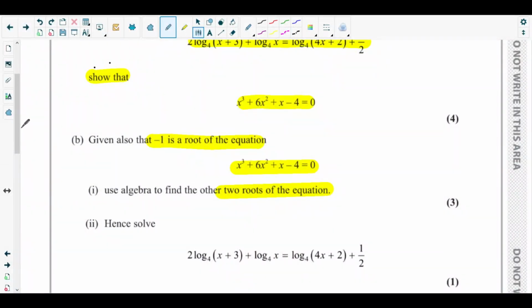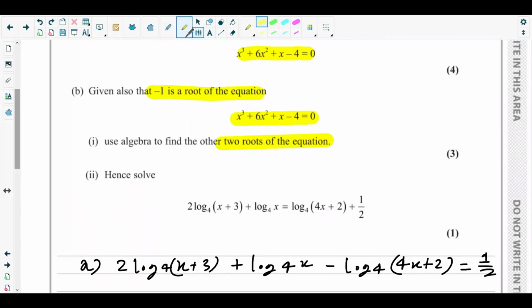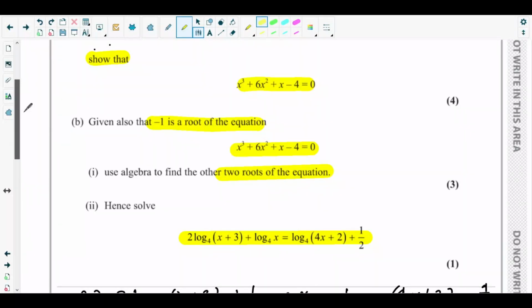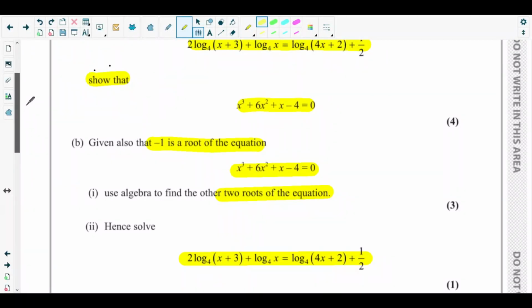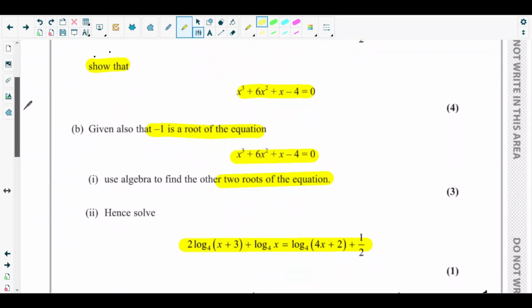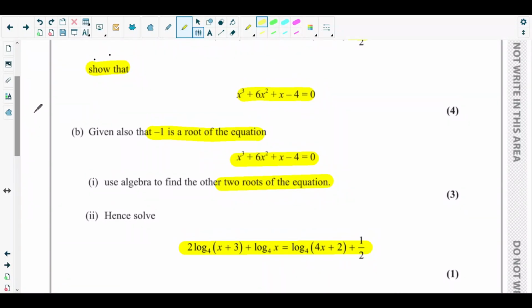Next is part B2, where they are asking to solve 2 log base 4 of x plus 3 plus log base 4 of 4x equals log base 4 of 4x plus 2 plus half. We need to solve this equation. We already have the roots of the simplified equation of this logarithmic equation, so the solutions to the simplified equation are the same as the solutions to this logarithmic equation.